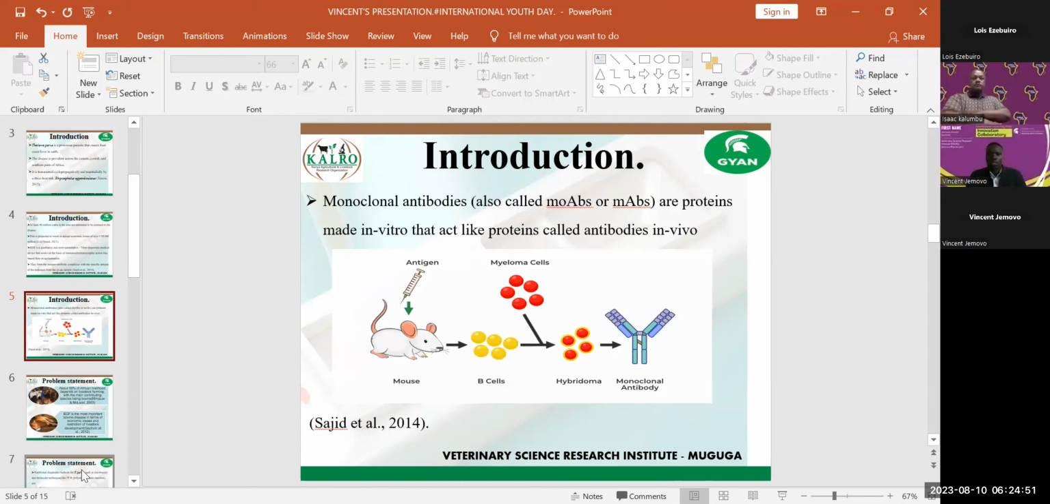Monoclonal antibodies. What are monoclonal antibodies? They are also called MABs. These are proteins made in vitro that act like proteins called antibodies in vivo. In vitro just means they are made in the lab, and in vivo in the body of the organism. As presented in my picture below, you can see how it is produced. This is just an overview where antigen is injected in the model organism. Here it is a mouse. The mouse will be immunized and will produce B cells. The B cells will be hybridized with myeloma cells, which forms hybridoma, then results in formation of monoclonal antibodies.